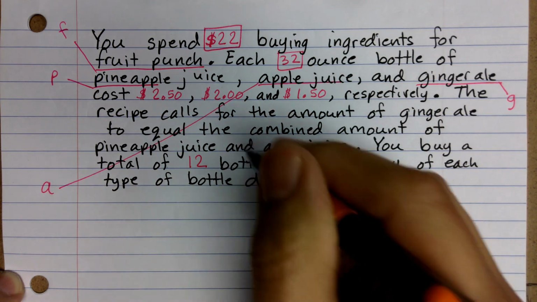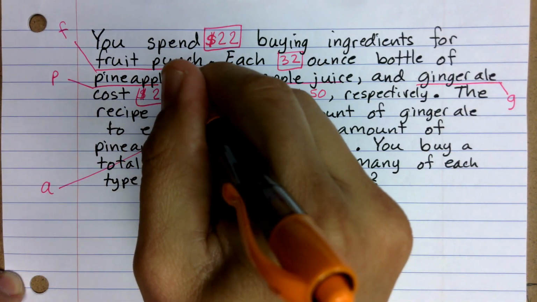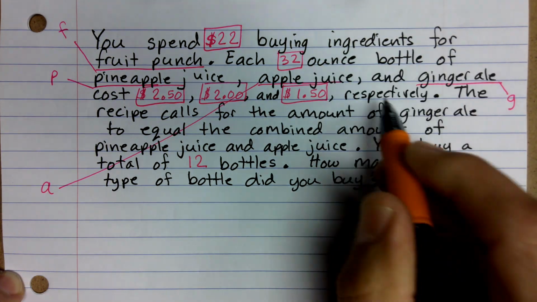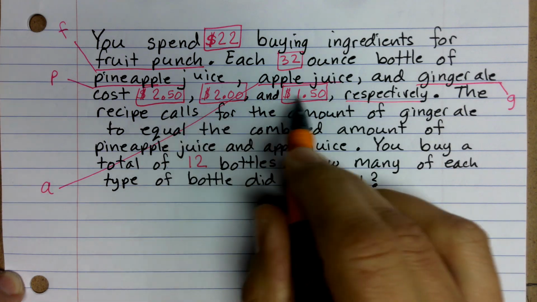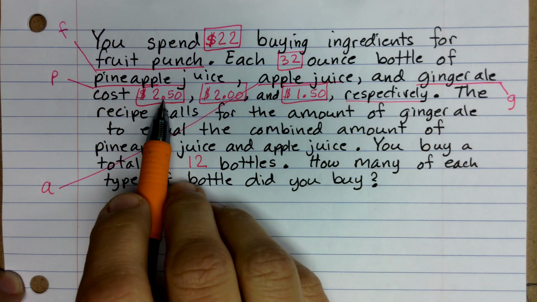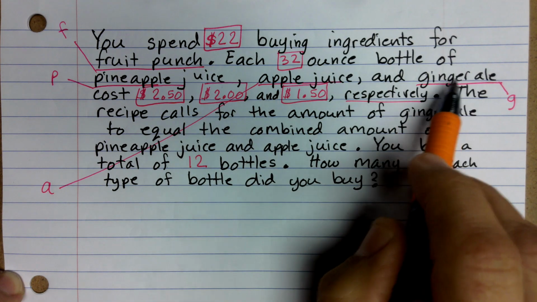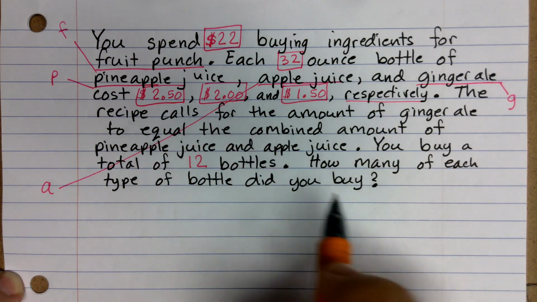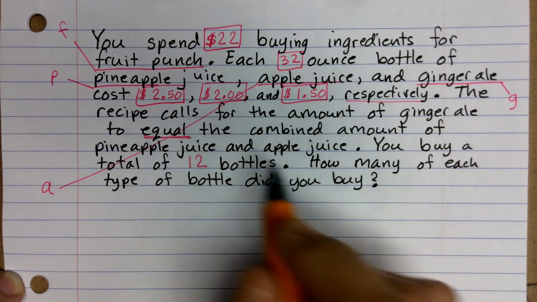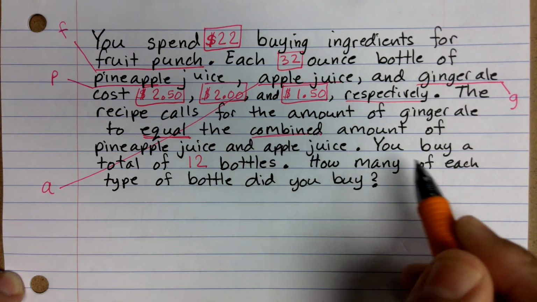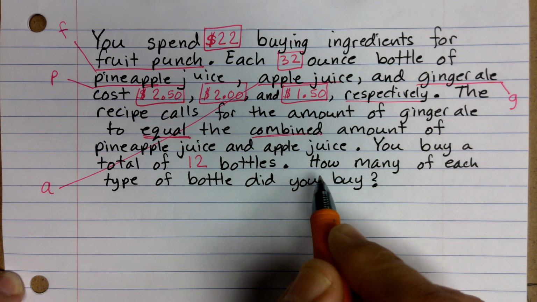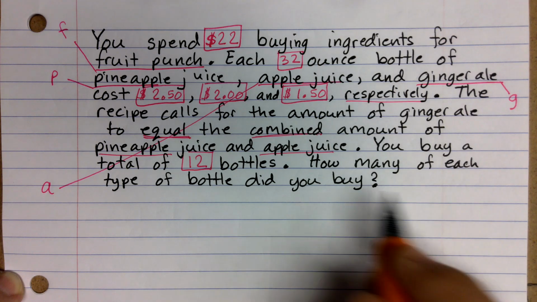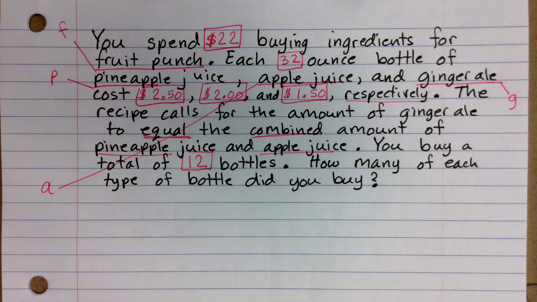And I'm just labeling the things that it's talking about. And then it says they cost $2.50, $2 and $1.50 respectively. And respectively just means in the same order in which they were mentioned. In other words, pineapple juice is $2.50, apple juice is $2, and ginger ale is $1.50. It says the recipe calls for the amount of ginger ale to equal, that's a key word, so I'm going to underline it, the combined amount of pineapple juice and apple juice. You buy a total of 12 bottles. How many of each type of bottle did you buy?